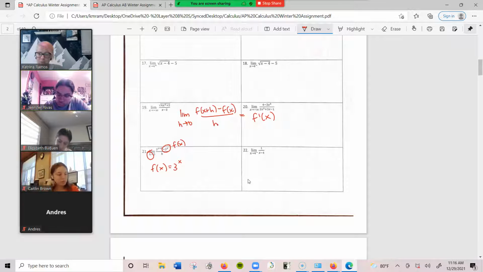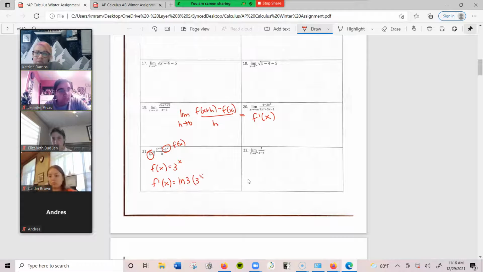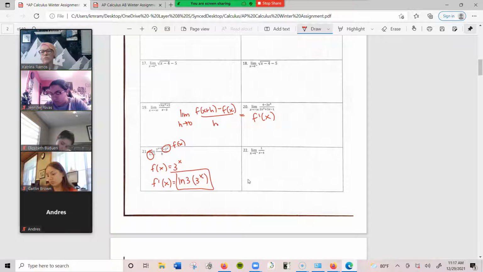Is that okay? So this is an exponential where the base is not e, and the derivative of that is the ln of your base, which is 3, times the exponential itself, times the derivative of the exponent, which is just 1. So this is your answer. And that's from knowing your derivatives of all different kinds of functions.